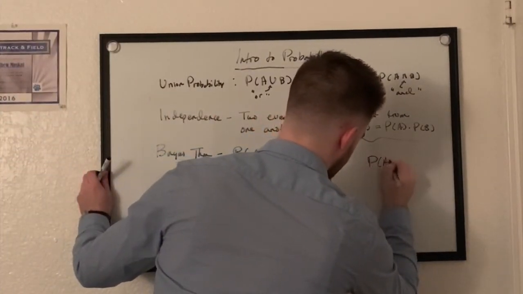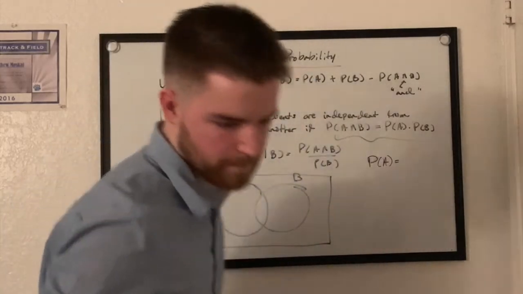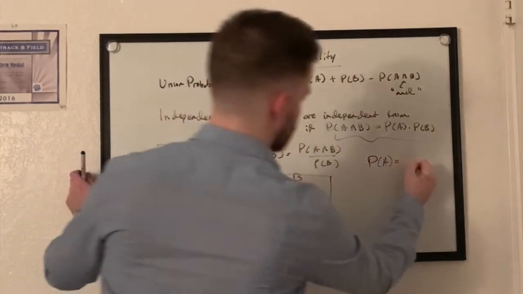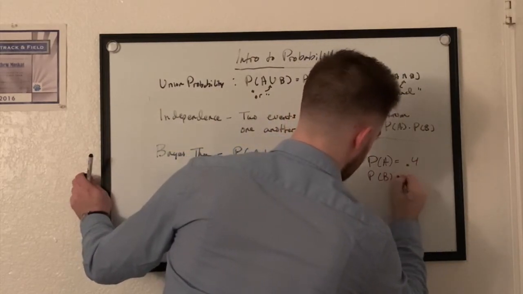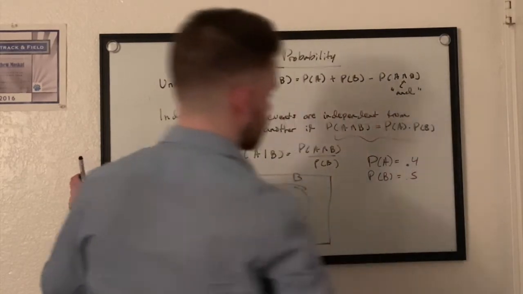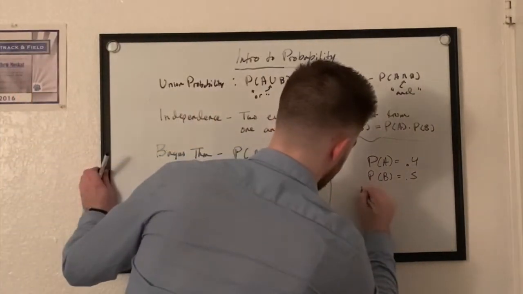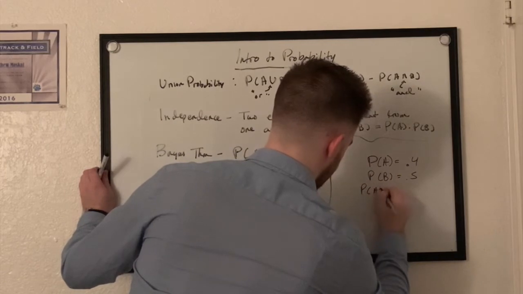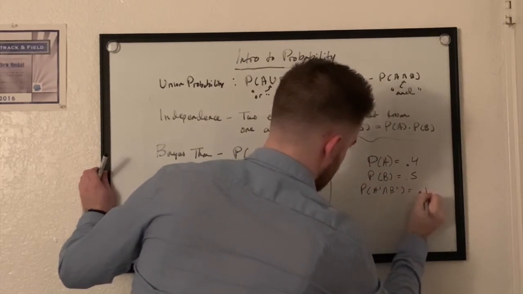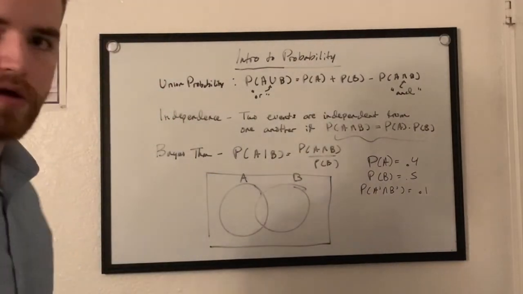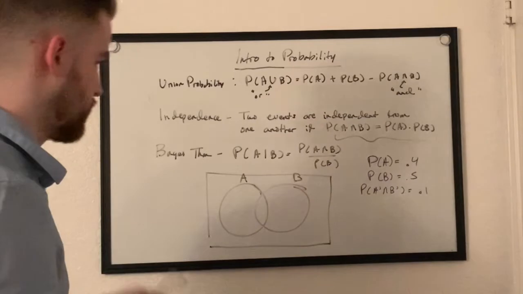Let's say the probability A occurs is going to be 0.4. The probability B occurs is going to be 0.5. And the probability neither of them occur, A not occurring nor B occurring, is equal to 0.1. So let's go ahead and put what we can on the Venn diagram.